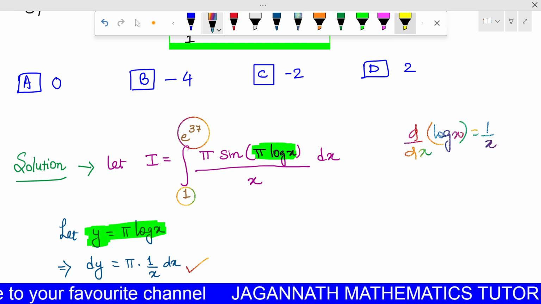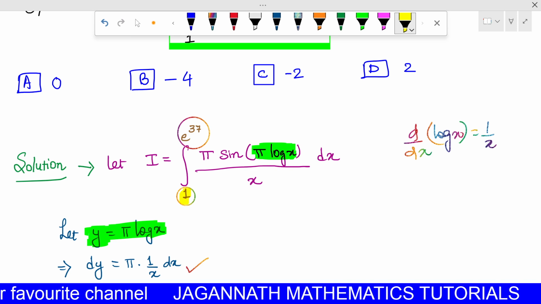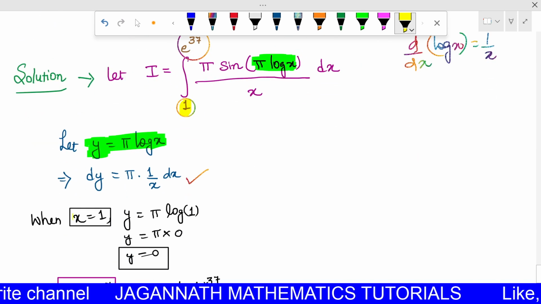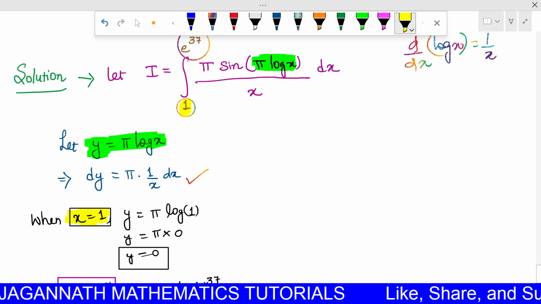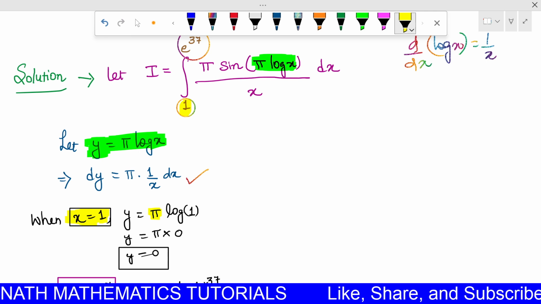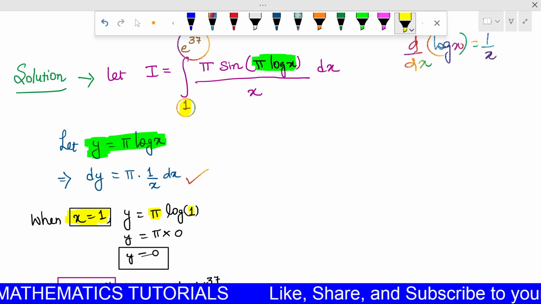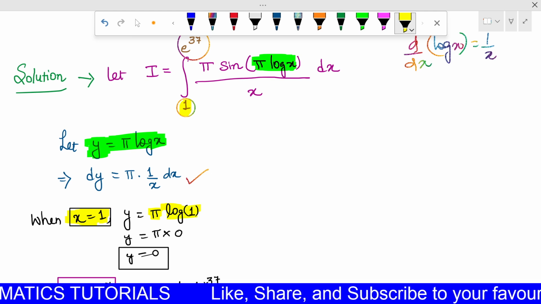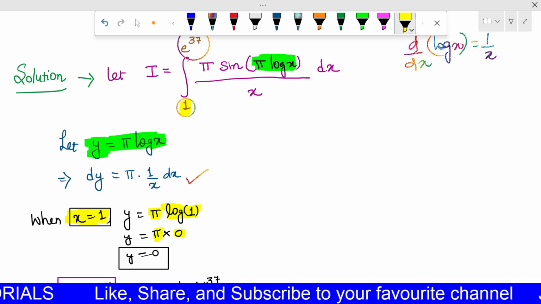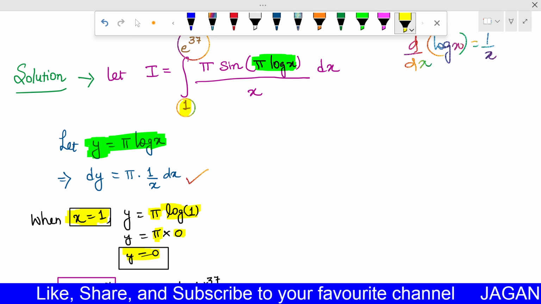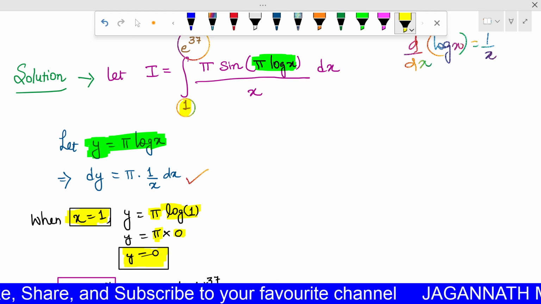So let's see what happens when x equals 1. When x equals 1, then y is equal to pi log x. So pi into, in place of x we will substitute 1, so pi into log 1, and we know that log 1 is 0, so y equals pi into 0, which means y is equal to 0, right?